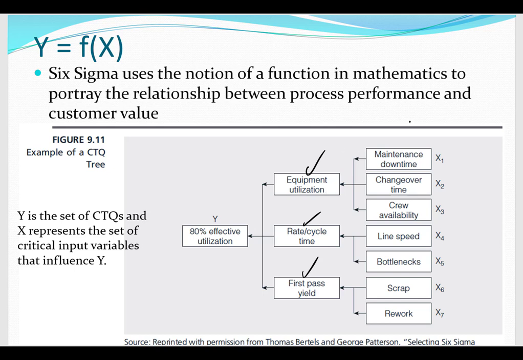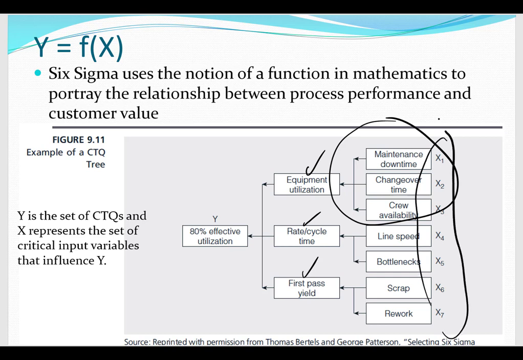And so for each of these, we can identify some measures. For example, maintenance downtime, changeover time, and availability of crew would all contribute to equipment utilization, which in turn affects effective utilization. So all of these then become our independent variables, or those factors that contribute to our achieving our intended goal.